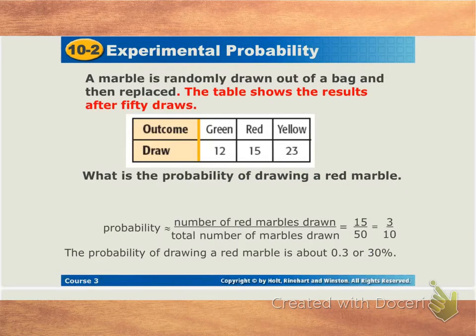Now let's look at another experimental probability situation. A marble is randomly drawn out of a bag and then replaced. The table shows the results after 50 draws. I could set this problem up as a fraction: the number of red marbles drawn out of the total number of marbles drawn. Remember, we have always said, as of today, it could always be a fraction, a decimal, and a percent. Well, if I take 15 out of 50, that reduces to 3 over 10, and that gives me the decimal of 0.3, which reads just like the fraction, or 30%.